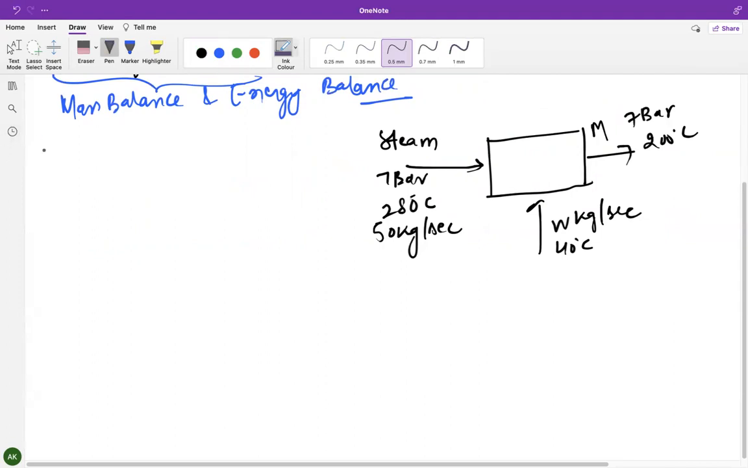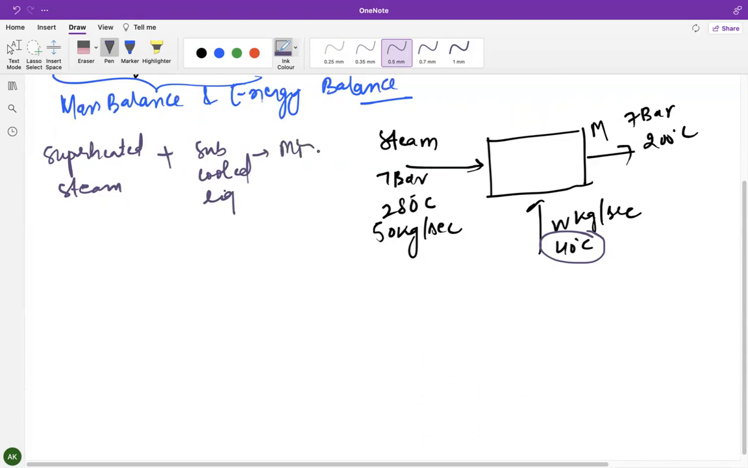The very first step is that you need to understand that you have superheated steam plus subcooled water. It is at 40 degrees Celsius. The Tsat of liquid water is 100 degrees Celsius. So this is your subcooled liquid or subcooled water. It is giving us a mixture which is at 200 degrees Celsius.